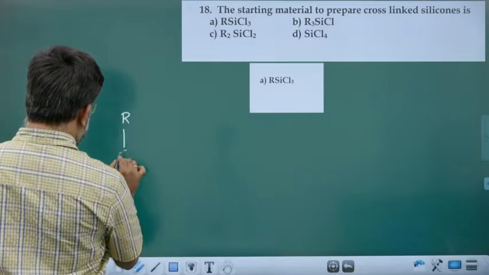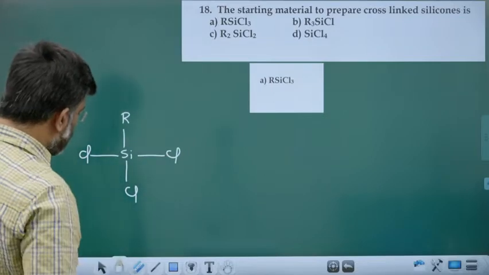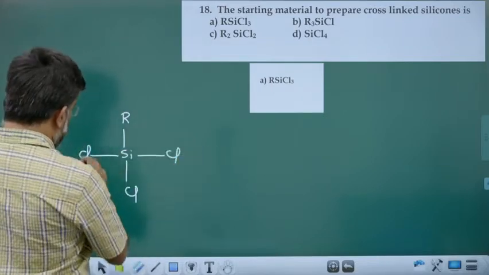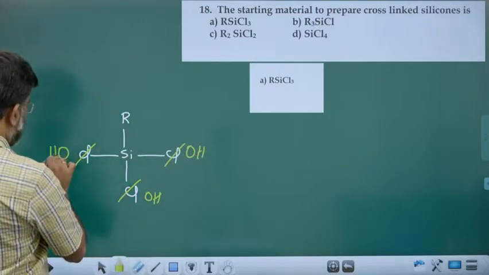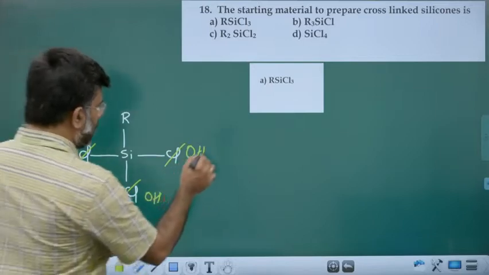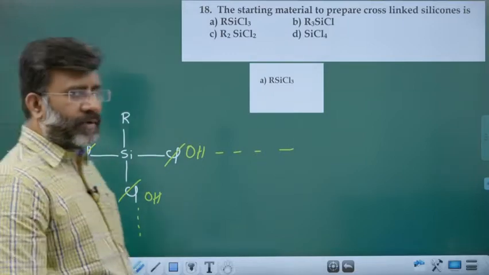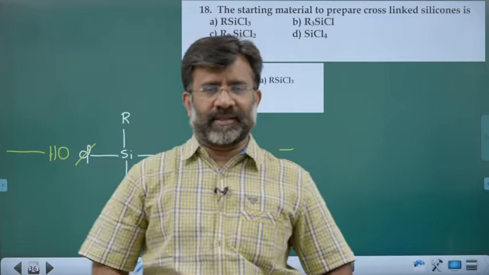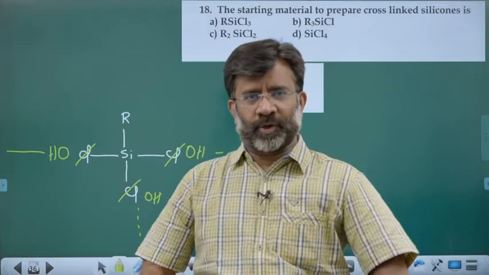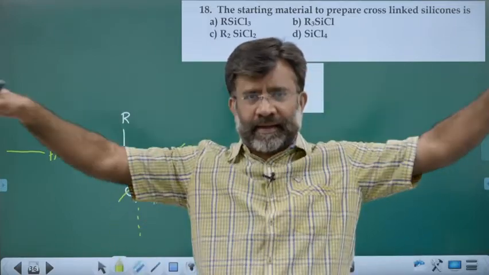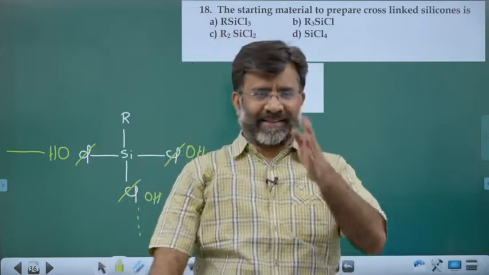You see that RSiCl3, upon hydrolysis, what will happen? The chlorine will be replaced by OH groups. And that OH group, when it condenses with a different molecule, can condense like this, and it can condense like this also. It is able to make a cross-linked structure because there are 3 chlorines, and upon hydrolysis you will get 3 OH groups. That can connect linearly as well as in a cross-linking way. Okay. Next.